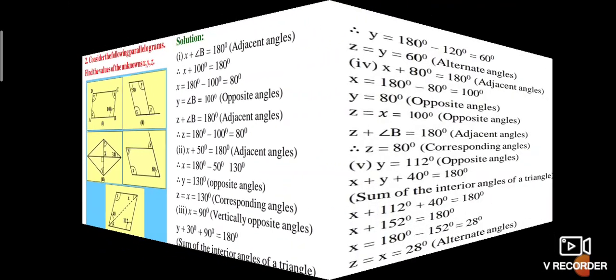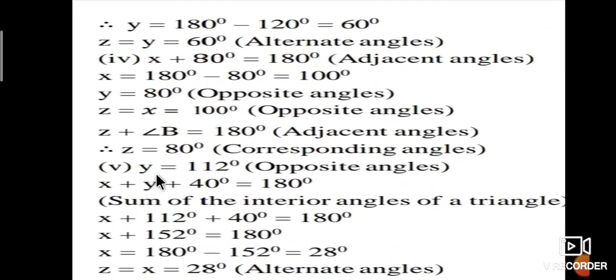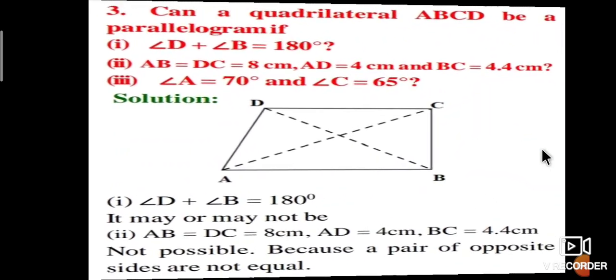Observe this one. You have to consider this one. y is equal to 112 degree, given opposite angles of a quadrilateral. Therefore, x plus y plus 40 degree is equal to 180 degree, because the sum of the interior angles of a triangle is 180. According to that, x plus 112 plus 40 degree is equal to 180 degree. Therefore, x plus 152 degree is equal to 180. Therefore, x is equal to 180 minus 152, that is equal to 28 degree. Therefore, angle z is equal to angle x is equal to 28 degree, students. This is the solution of the given equation.